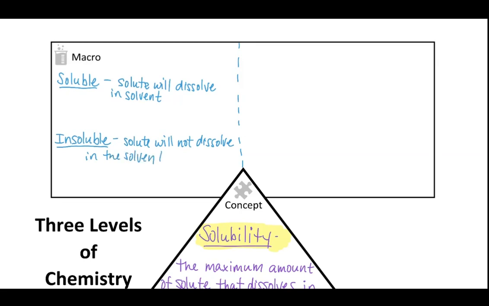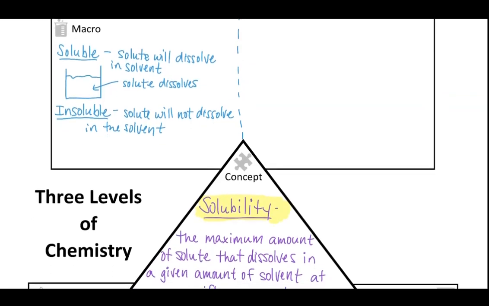So I'm going to draw a couple of macroscopic pictures for what this would look like when something is soluble versus when something is insoluble. So we're going to draw a little beaker here, and we're going to draw our liquid line. When we put a solid in, or some sort of solute, it's going to dissolve. Your new solution that is formed is going to look homogeneous. It's going to be one phase. You're not going to really be able to tell any kind of difference between the solute and the solvent.